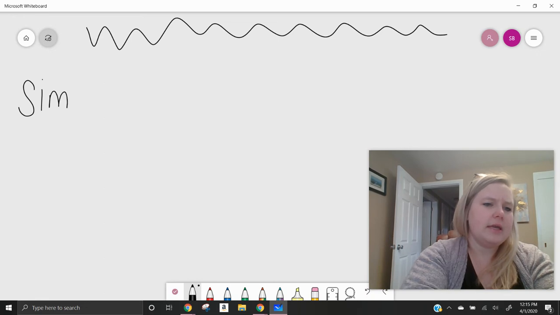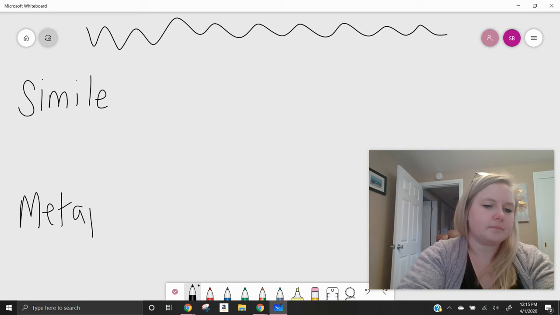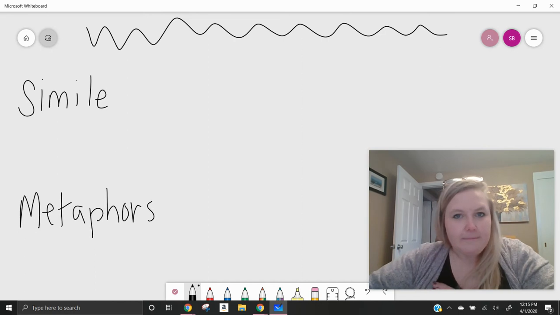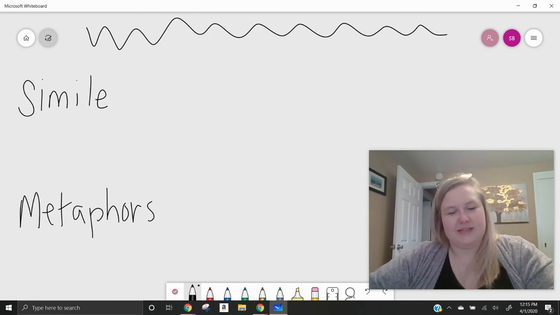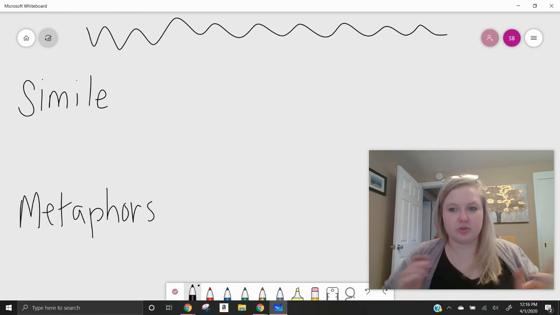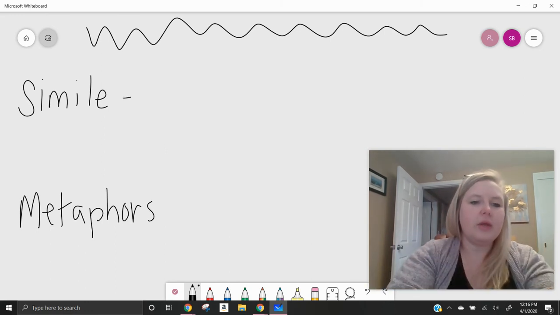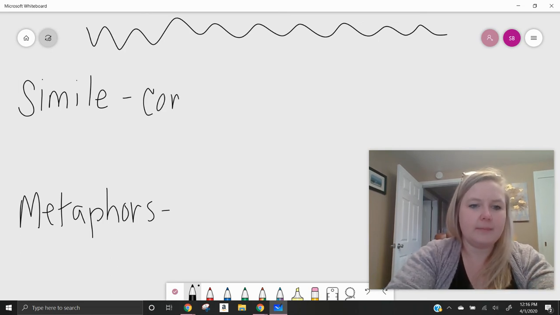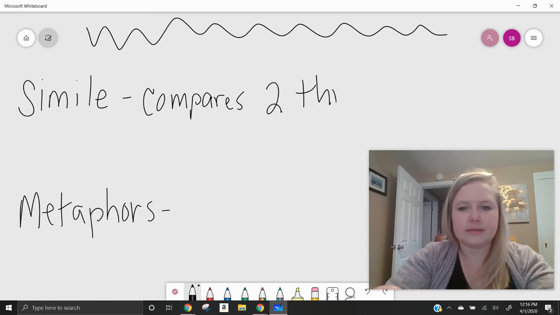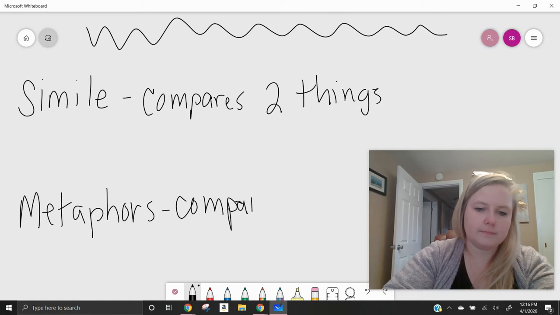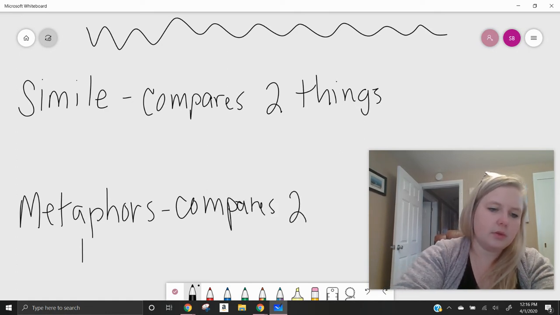This next part is simile and metaphor. Now, the really cool thing is they both mean the same thing, almost, okay? So they're almost, but they both do the same thing. They both compare two unlike things. So we can even put that down, comparing for both. Compares two things.